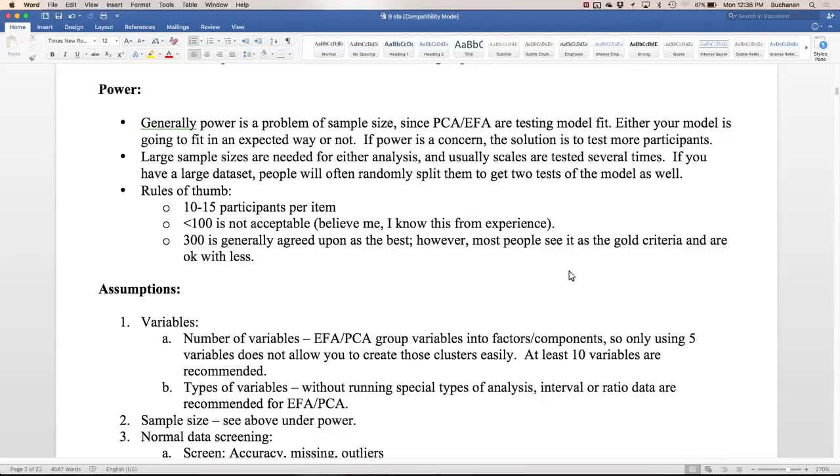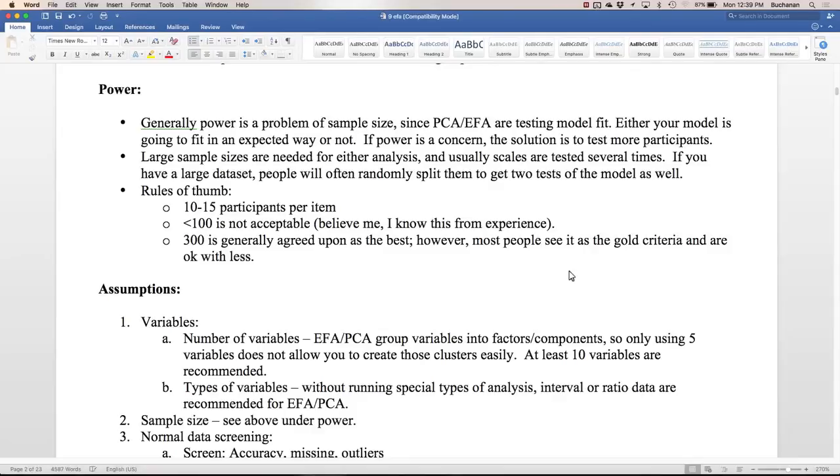So some general rules of thumb. 10 to 15 participants per item. So if you have 30 items, that's 300 plus people. You cannot get it published with less than 100 people. It is not a thing. I know this. We had 98. Okay. So they made us do something else. It was really annoying. But that paper's published and I'm done with it.